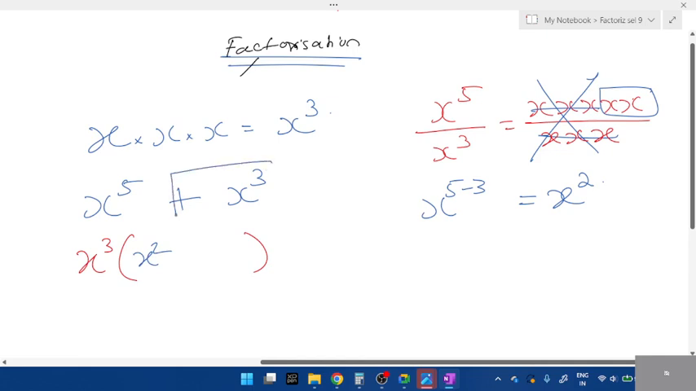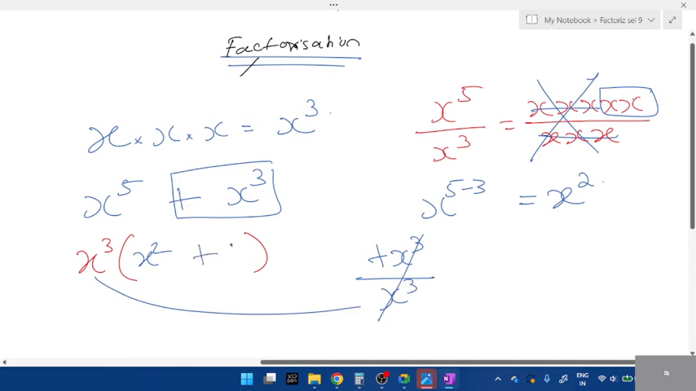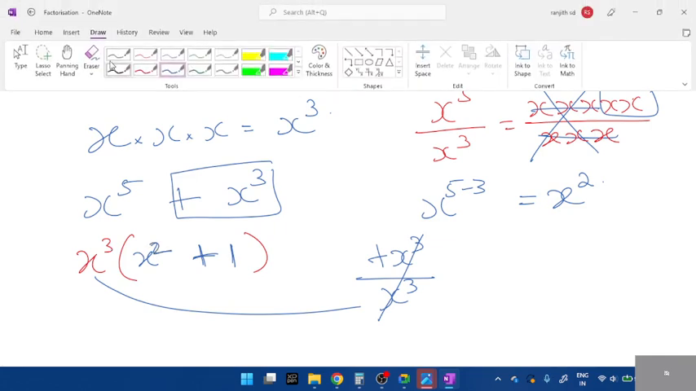Next, take this along with the sign: plus x to the power of 3, divided by this x cube. If both are the same, it gets cancelled. What is the answer? Plus 1. This is how you factorize alphabets. So whichever has the least degree, take that out. Inside the bracket, write the remainder.